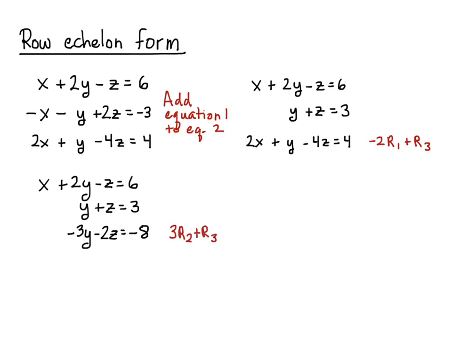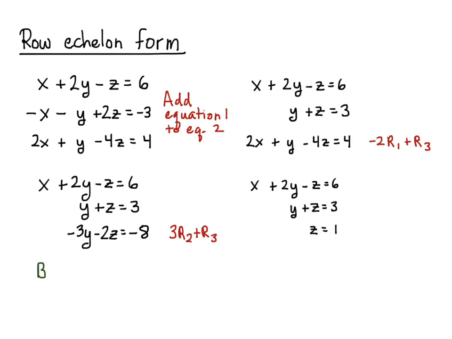So now what I want to do is eliminate the negative 3y, and so I'm going to take 3 times row 2, and you can see my notation, 3 times row 2 plus row 3, and when I do that operation, I get z equals 1.